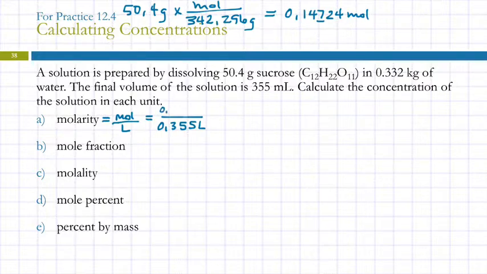So moles would be 0.14724 moles. So divided by the 0.355 liters, there's our 3 sig figs. So we would round that to 0.415 molar. Any questions?